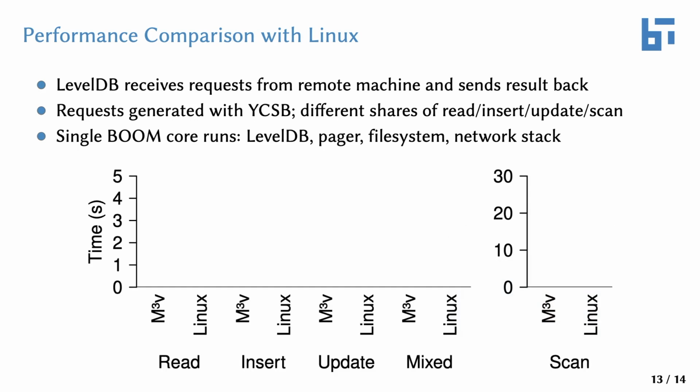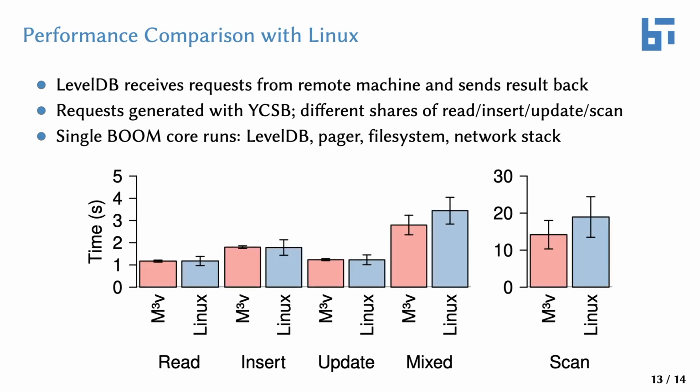If we look at the plot here, we can see that at first on the x-axis, there are the two different systems, M³v and Linux, and we have the different workloads that we have with read, insert, update, and scan, and also a mixed workload of these. If we look at the results, we can see that most of the time they are on the same level, but this is not the case for scan.